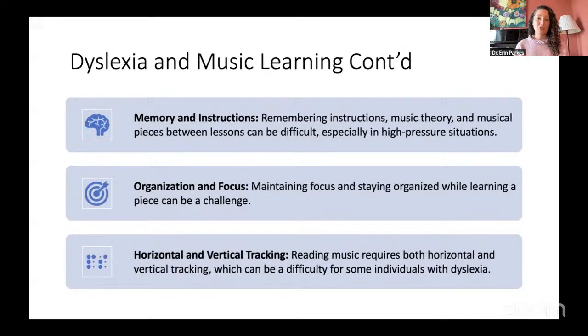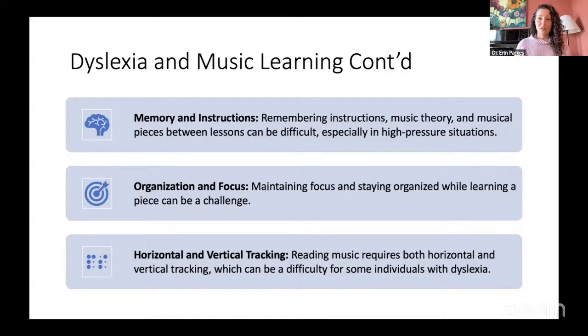Also memory instructions. So memory is actually a big issue for people with dyslexia. Remembering instructions, remembering rules in music theory, remembering musical pieces between their lessons. So that's something to keep in mind, that if you do something in the lesson, when they get home to practice, they might really forget what they've done in the lessons. And especially in high pressure situations. So when they get to an exam or a performance, this can kind of all fall apart.